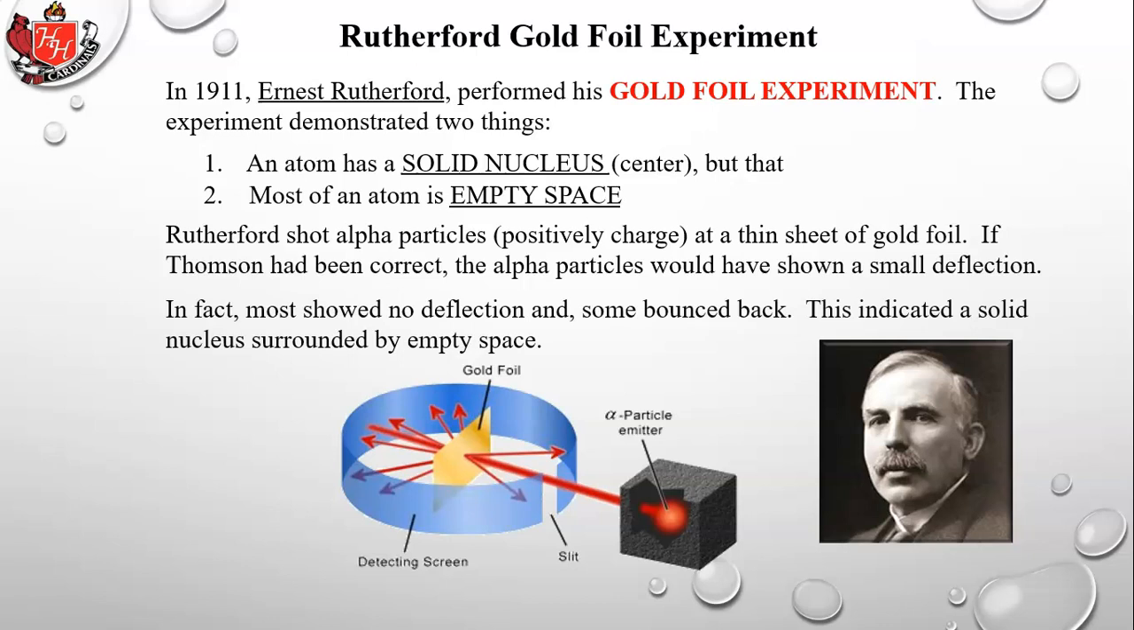This indicated a solid nucleus surrounded by empty space. In fact, Rutherford was so shocked by this, he said it was as though you shot a bullet at a piece of tissue paper and that it bounced back at you. That's how surprised he was to see any of these particles bounce straight back. So that's what indicated to him that there must be something very solid inside the atom, a very solid center to it.